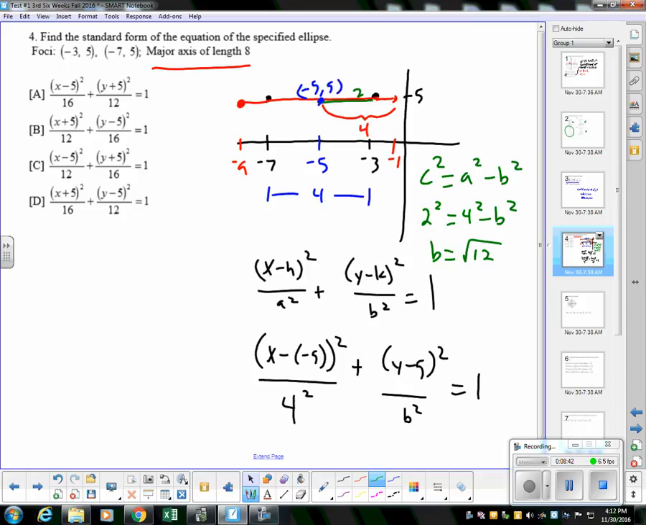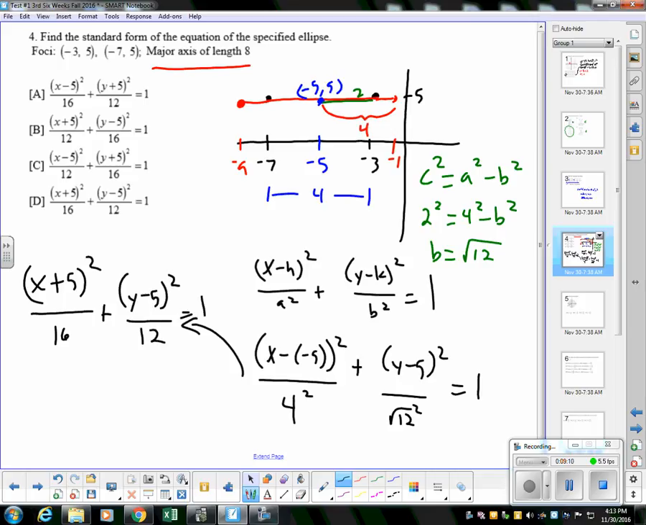So here's what I know then. Again, I'm going to erase the b here. So if I take this b out right here, I have square root of 12 squared. Now if I want to clean this up, I'll just do an arrow over here. Here's what I have. I have x plus 5 squared over 16 plus y minus 5 squared over 12 is equal to 1. There's only one answer choice that fits, and that is answer choice D. D as in dog.